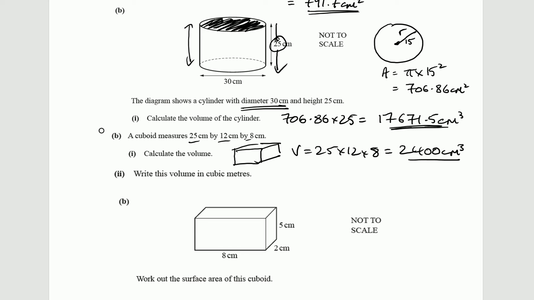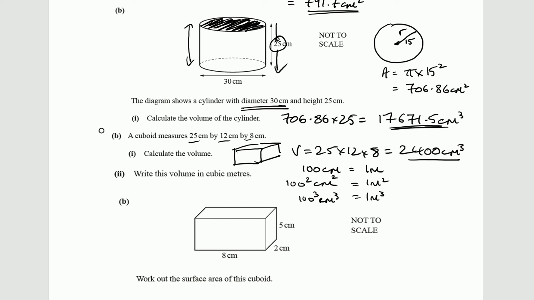Now I want to write this volume in cubic meters. Okay, so this one is very easy to mess up on. We of course know that 100 centimeters is the same thing as 1 meter. Now, for cubic centimeters and cubic meters, this is going to change. For squared centimeters, for instance, 1 meter squared is 100 squared centimeters squared. And 1 meter cubed is 100 cubed centimeters cubed.